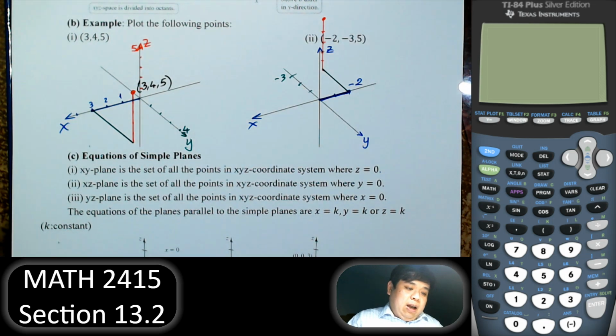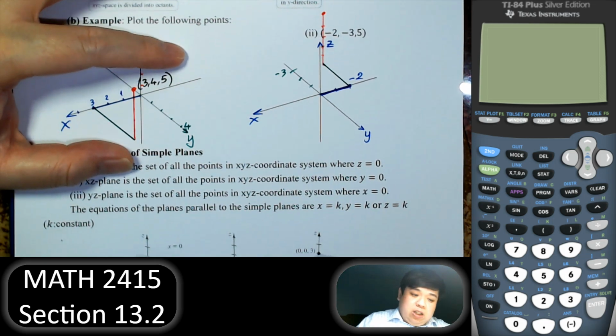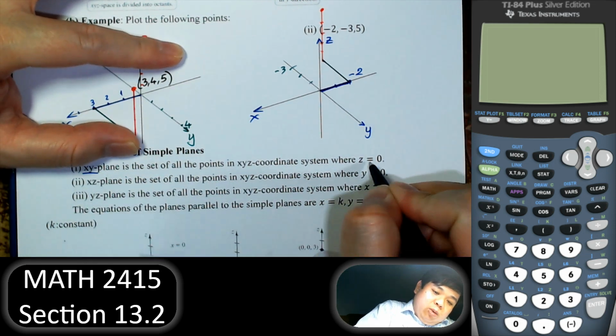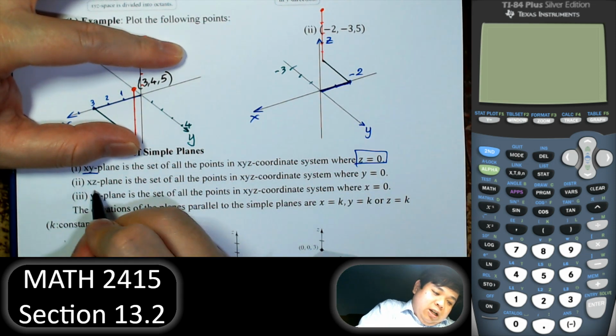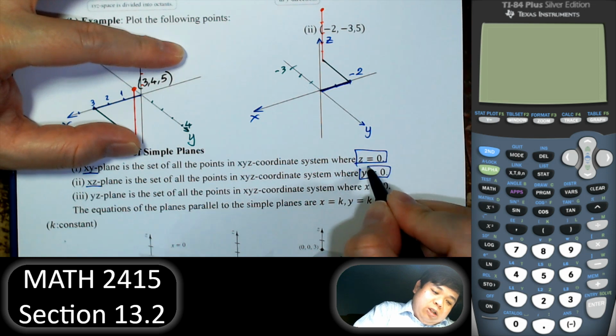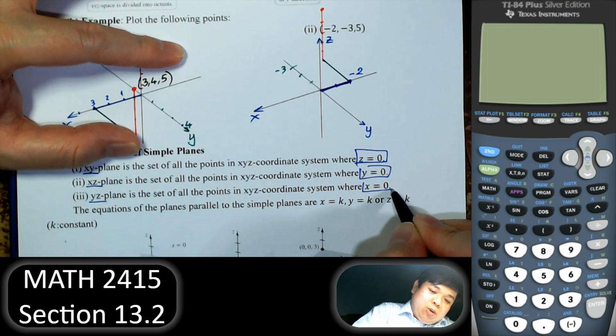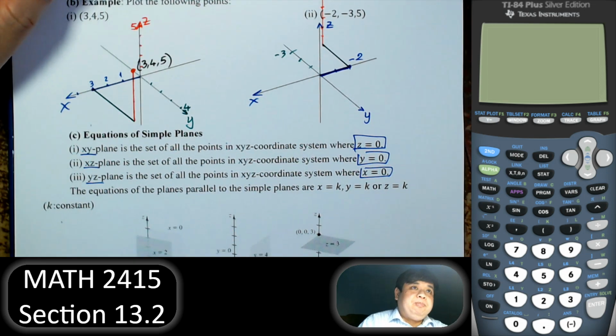Right. Now equation of simple planes. This is the simple plane for xy. We're going to have z equal to 0. The xz plane is y equal to 0. The yz plane is x equal to 0. Pretty much whatever is missing here.